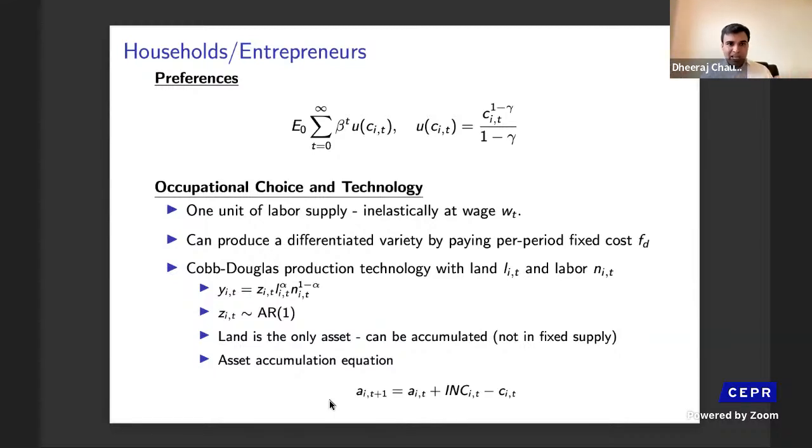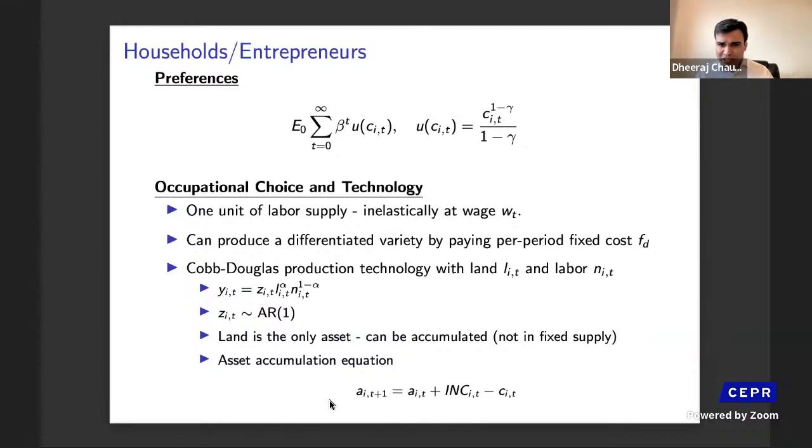Every household is endowed with 1 unit of labor supply that it supplies inelastically at a wage W that would be determined in general equilibrium. Each household can also choose to produce a differentiated variety by paying a per period fixed cost, F_t, in terms of labor units. The production technology is Cobb-Douglas, where production is done using land and labor. And z_it is the idiosyncratic entrepreneurial productivity, which varies according to an AR(1) process. So this is somewhat a different feature.